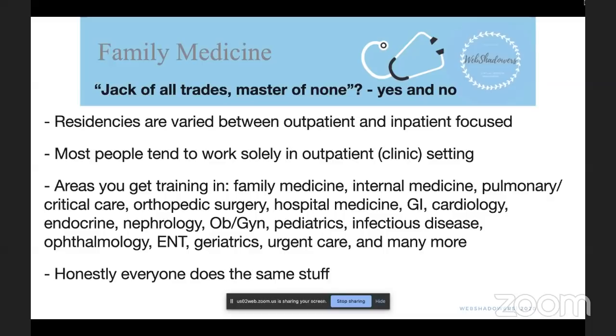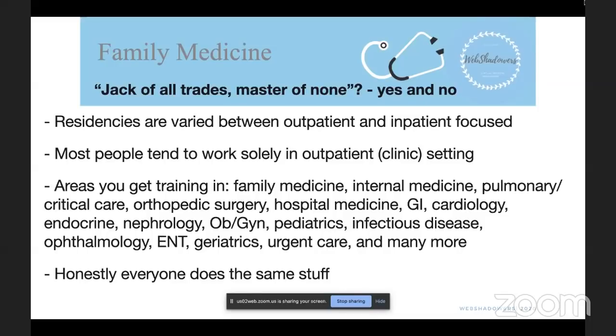And areas that you get trained in when you're going through your training in family medicine. You go through obviously family medicine itself, critical care, orthopedic surgery, hospital or inpatient medicine, GI, cardiology, endocrine, nephrology, OBGYN, pediatrics, ID or infectious disease, ophthalmology, ENT, geriatrics, urgent care. I mean, it's literally everything. And that's what's kind of cool.